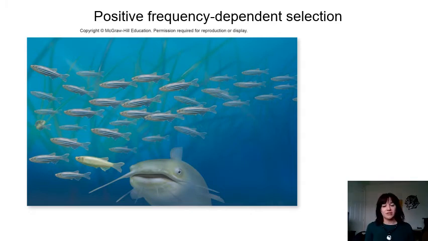So again, just overall taking a step back, frequency dependent selection is a type of selection that is dependent upon how common a trait is in a population, all right? And this is a type of selection that can promote variability in a population.